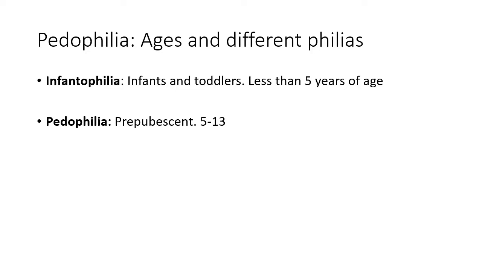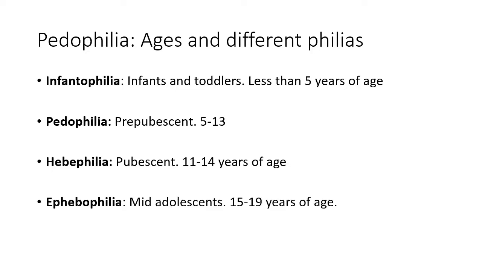ages 5 to 13. Then you have hebephilia, that is girls that are going through puberty, around the ages 11 to 14. You see there's some overlap here. That's because you can have it classified in multiple groups. And then you get epebophilia, and that is mid-adolescence, 15 to 19 years of age.